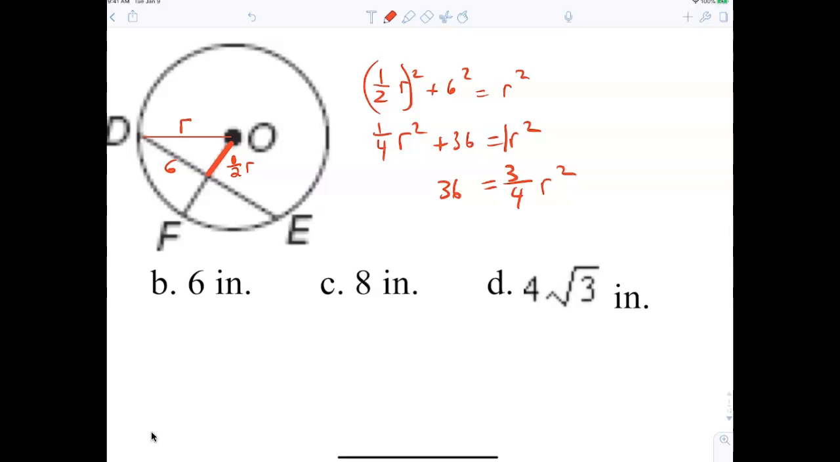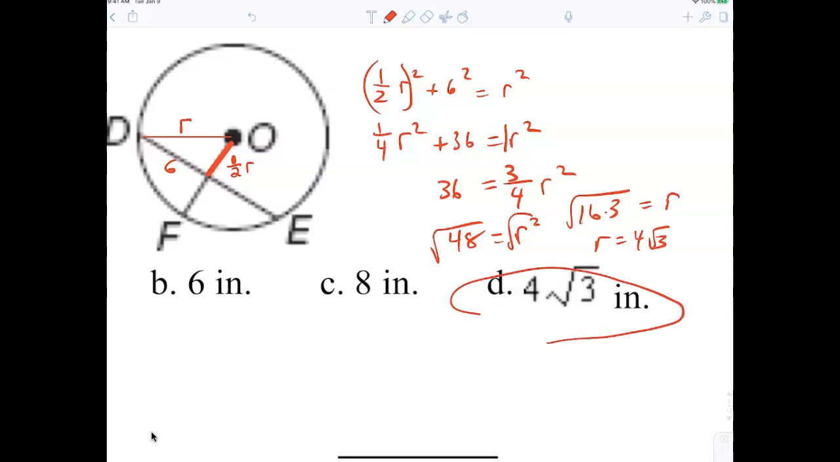Then multiplying by the reciprocal, we end up with r squared is equal to 48. Then you take the square root of both sides, obviously. The square root of 48 breaks down to 16 times 3. So r is equal to 4 radical 3. Everybody good now? All right, that's a good problem. That's tricky, very tricky.